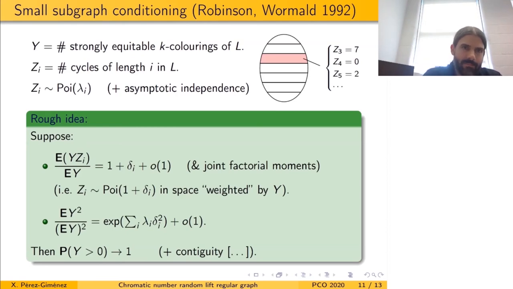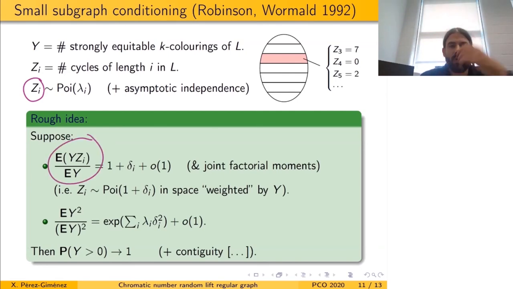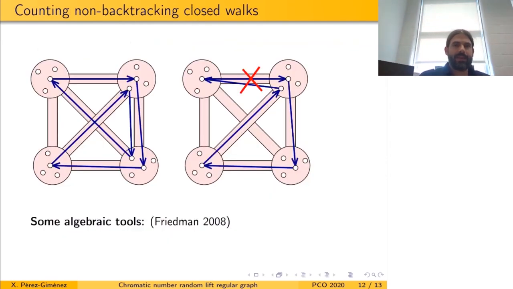So in particular, everything boils down to understanding how short cycles behave. A lot of this work requires us to know how many cycles of different lengths we have in a random lift. To do that, we need to understand, if I give you a length L, for instance L equals 6, how many different patterns of a cycle of length 6 can I have in my random lift?